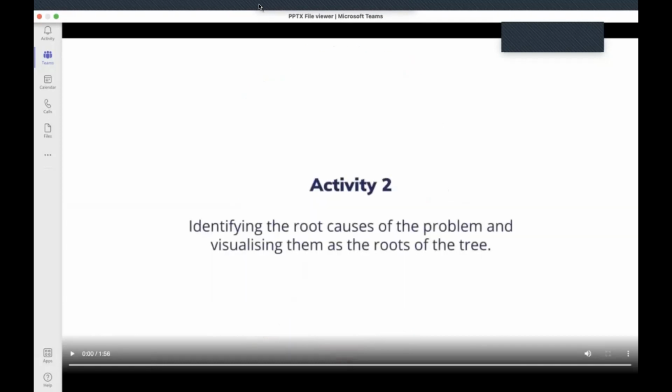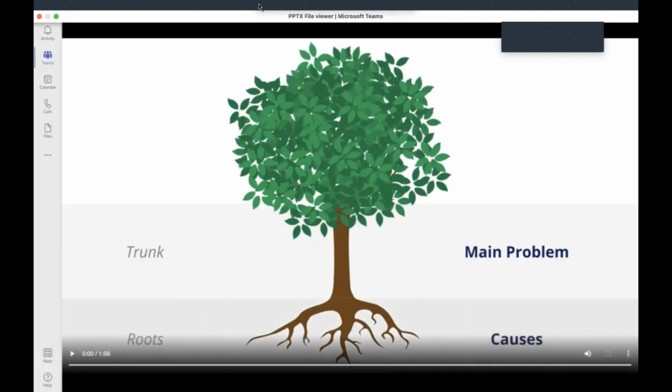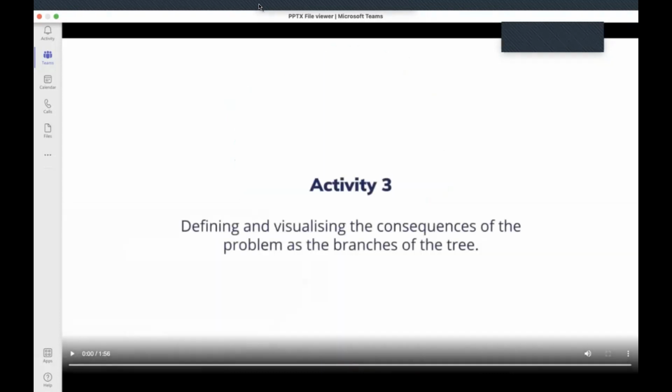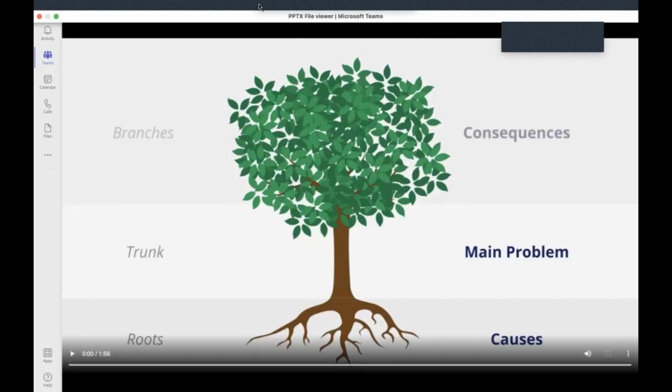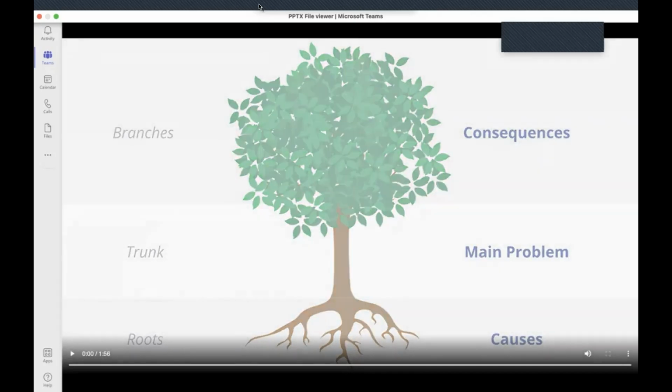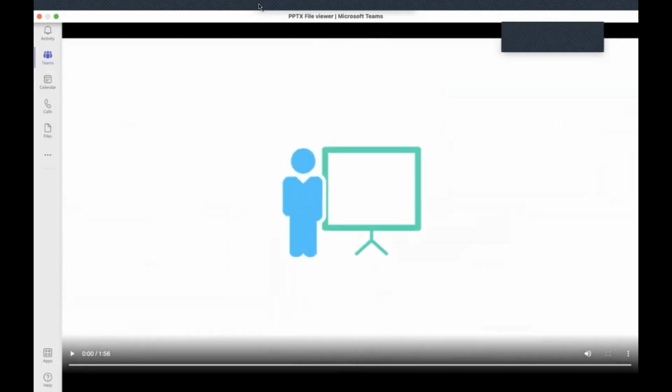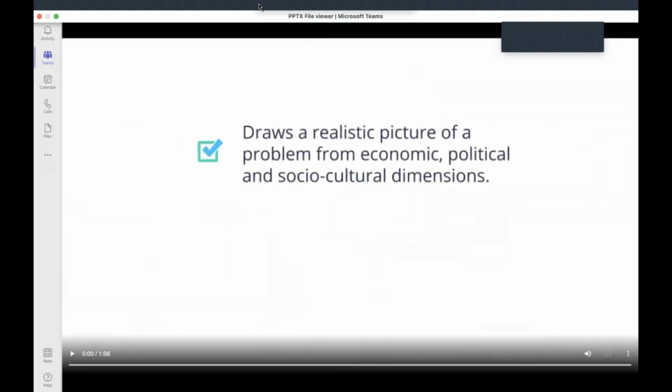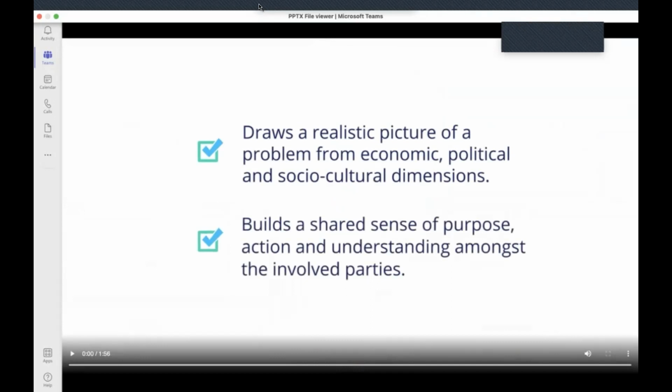Next, through many rounds of dialogues and discussions, the team identifies the causes of the problem and visualizes them as the roots of the tree. Finally, the team brainstorms on the potential consequences of the problem and exhibits them as the branches of the tree. Team members can also add additional branches for solutions, concerns, and decisions. This is an effective practice as it maps out a realistic picture of a problem from economic, political, and socio-cultural dimensions, while building a shared sense of purpose, action, and understanding amongst the involved parties.